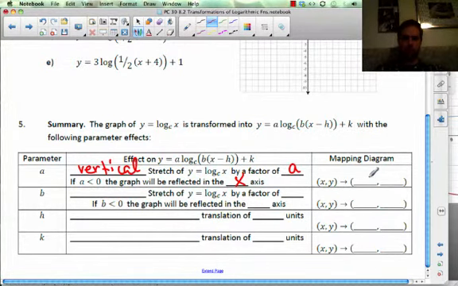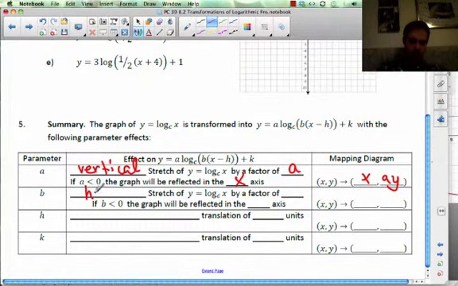So the mapping: your x values don't change, and then your y values change by a factor of a. So a times y to map that new stretch. And we'll do them in this order as well, A, B, H, K. Alphabetical, which is nice.